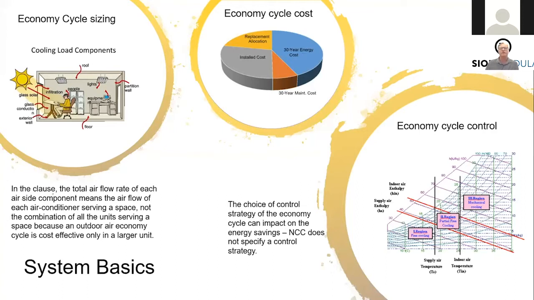So the choice of the control strategy and the programming that goes into the control strategy on the economy cycle is quite important to ensure that it operates in an energy efficient manner.